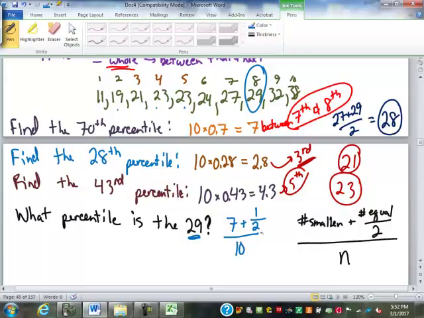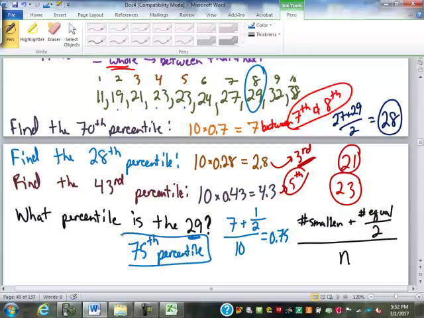10. You got it. So this is 7 plus 1/2 is 7.5. Divided by 10 is 0.75. So I move my decimal point or multiply by 100, however you want to look at it, to make it a percent. That is the 75th percentile.